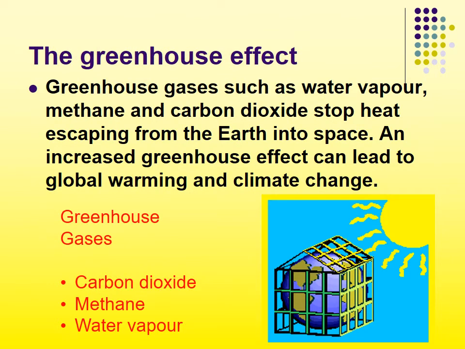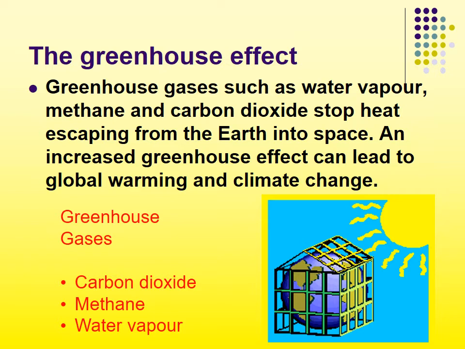So what do we mean by the greenhouse effect? When fossil fuels are burned, they produce carbon dioxide gas. They also produce water vapour as well. Methane is an example of a greenhouse gas too. And the three of these combine to be called greenhouse gases. They rise up into our atmosphere, and what they do is they stop heat from escaping into space via infrared radiation. This means that the atmosphere heats up.